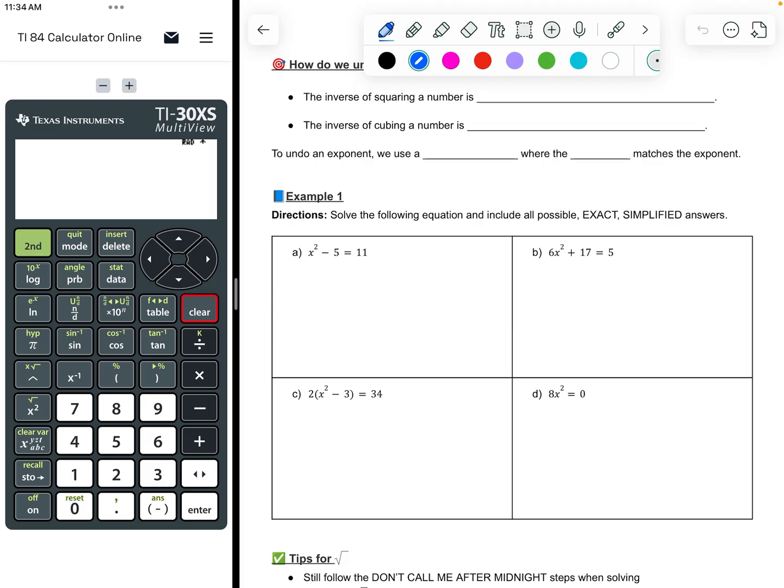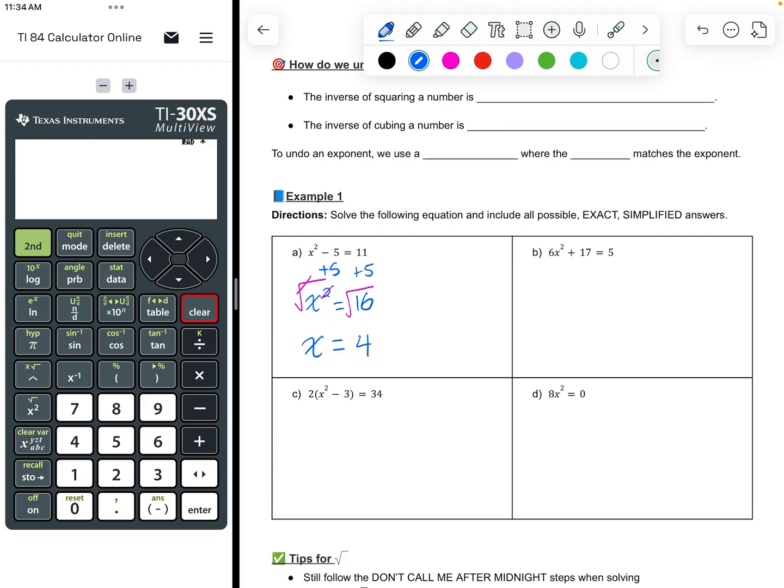So for A, we still start by adding 5 to both sides, which brings us to x squared equals 16. From here, to undo the squared, we do the inverse of squaring a number, which is square rooting. So we square root both sides of the equation to cancel out the squared on the left. And then on the right side, the square root of 16 is 4.